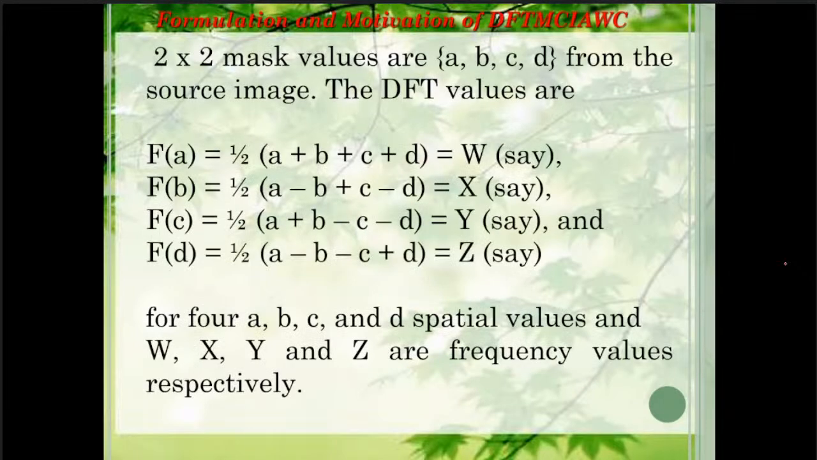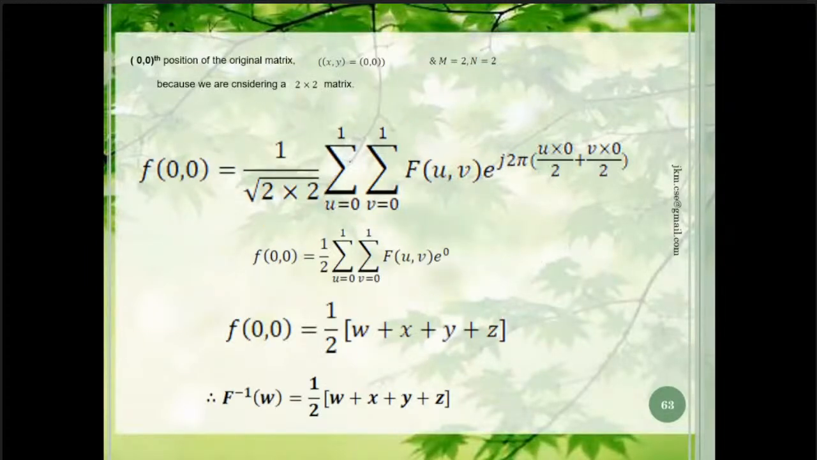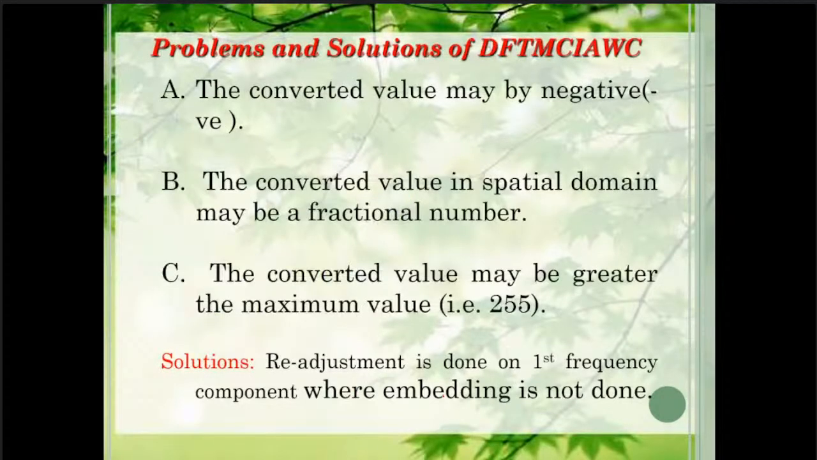Okay. So you see, if we go for the 2 cross 2 mask, this will be the equation. The transform computation has to be done at the beginning. Otherwise, you cannot go for your embedding. So that is very important. And for the reverse transformation, let's see, W, X, Y, Z, and this is your inverse transform equation. I put that, and I am getting half of W plus X plus Y plus Z. You put the values of X, Y, Z and you get the value of F inverse. So this is always reversible, but you have to keep it reversible.